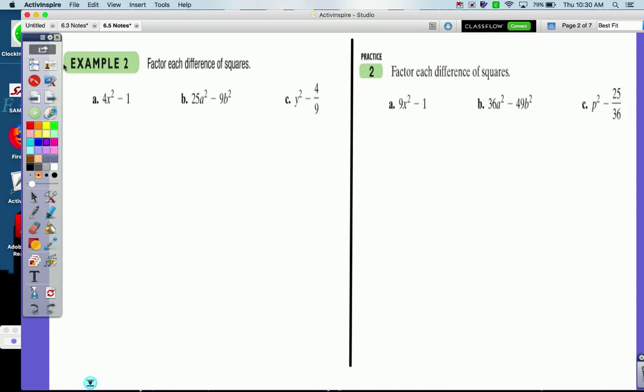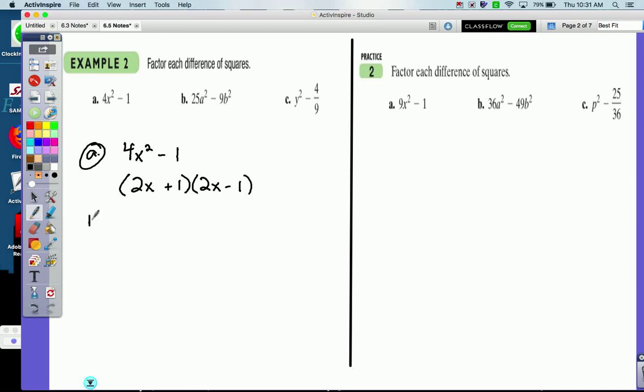So example 2, with multiple problems. A, I've got 4x squared minus 1. The things you're looking for are both terms being perfect squares. 4 is 2 times 2. X squared is x times x. 1 is 1 times 1. Is there a minus in the middle? Check, that also works. So you're going to factor it into 2x, because that's the square root of 4x squared, plus 1, and then 2x minus 1.